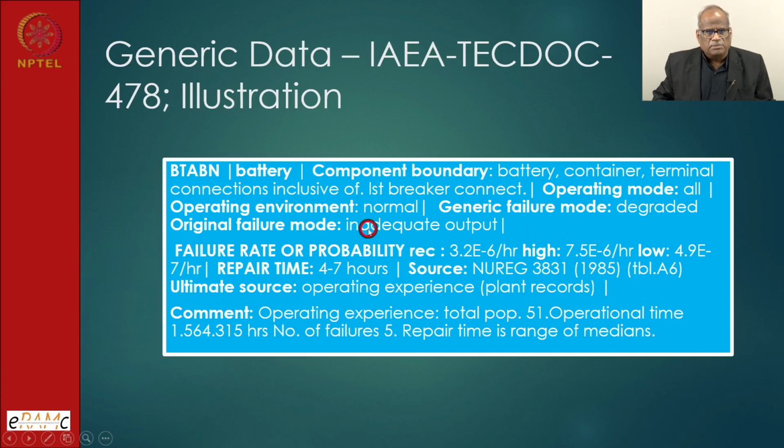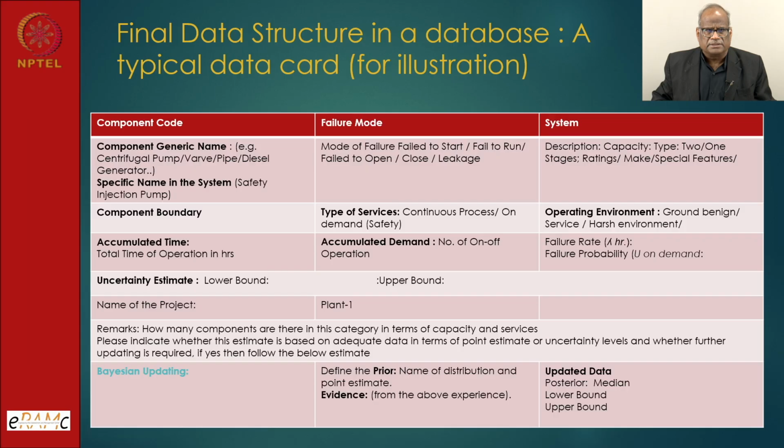And generic mode, then failure rate or failure probability. You see here they have given the uncertainty bound also, that is the mean value, and then the lower and upper value. Repair time, typically how much it takes, data collected from the source, and all those characteristics. So this is a typical card in IEEE 478. It is available in the open domain and you can use it. There are many databases available. You should have your hands on the right database that is available.